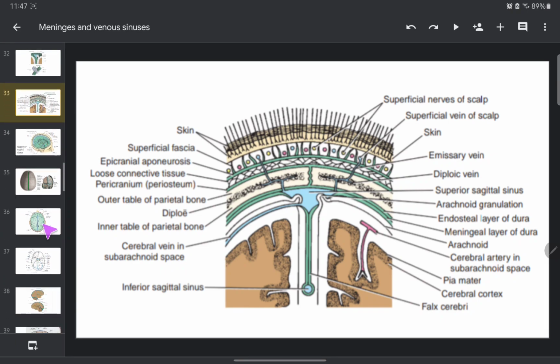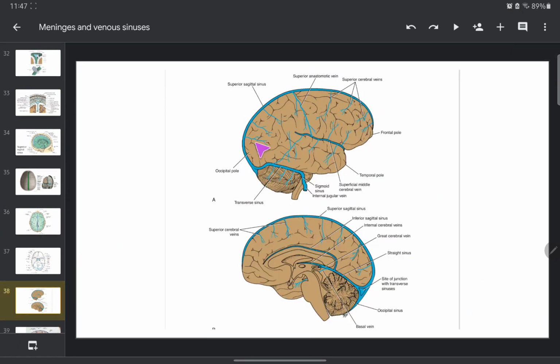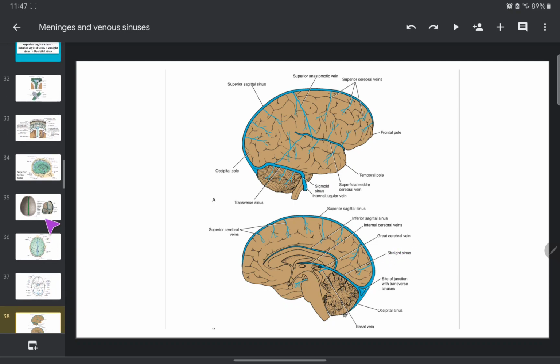We have different veins. First, this is the superior sagittal sinus in this view, and also this is the superior sagittal sinus. We have here small veins that drain the deoxygenated blood from the cerebral hemispheres. They are called the superior cerebral veins, and they drain into the superior sagittal sinus. We also have, as I mentioned, the diploic veins.